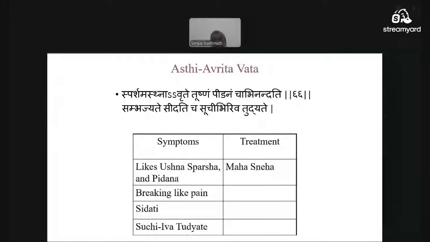Abhinandati, desires. Sambhajyate Sidati cha Suchibiriva Tudyate. Sambhajyate, as if somebody is crushing their bones, that type of pain. Suchibir, Sada, weakness, and also pricking pain will be seen. So for both Astyavrata and Majjavrata Vata, Mahasneha is the only treatment. Mahasneha is the only treatment. And after Mahasneha, you can try Bahyabhyantara.